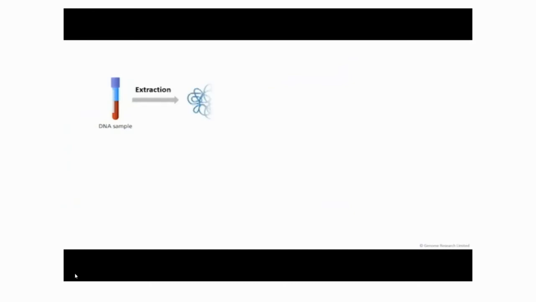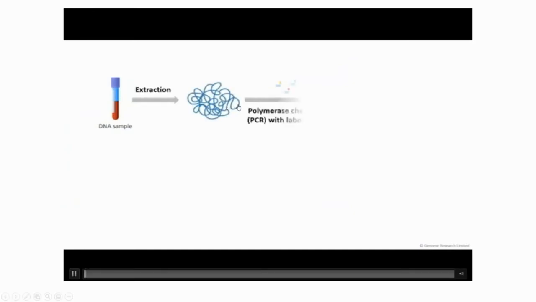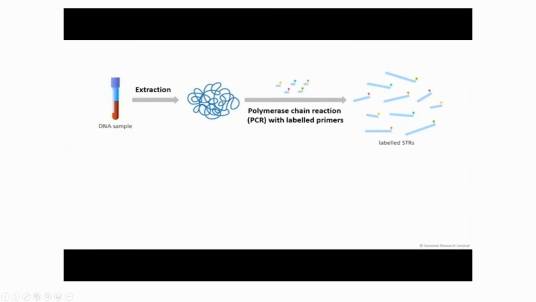But here I want to show you a video to summarize the difference between gel electrophoresis and capillary electrophoresis. So how does DNA profiling work? First, we extract DNA from the cells. Then we can use the polymerase chain reaction to produce multiple copies of specific DNA fragments using primers. The primers can be labeled with a fluorescence tag, which makes it easier for us to identify specific DNA fragments afterwards.